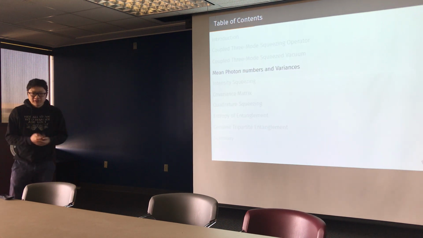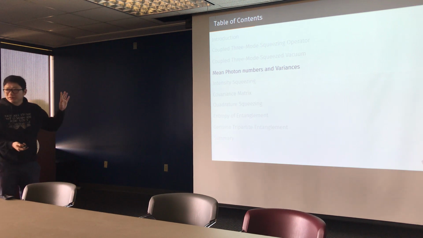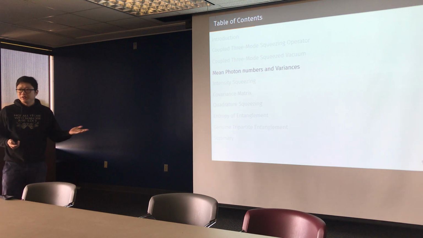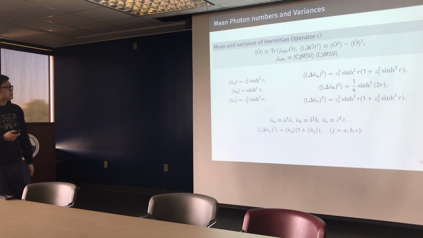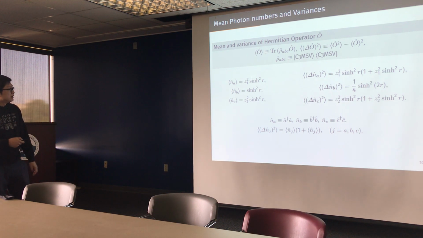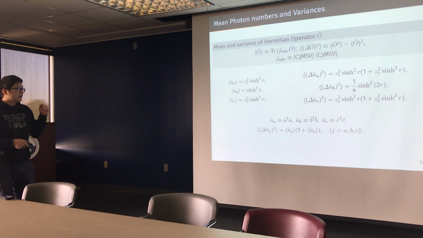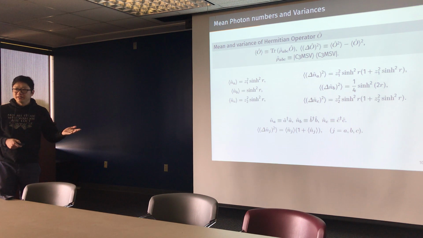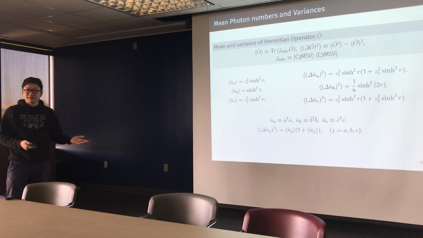So once we have the squeeze vacuum, we can calculate all kinds of different properties. So the first thing is we want to look at the mean photon numbers and variances of each mode. The mean and variance are defined in the standard way. So the mean of the photon numbers in each mode are listed here, and then the variances are listed here. So we can see that the variance of each mode is equal to the mean times 1 plus the mean. And this is a characteristic of a Bose-Einstein distribution. So each mode individually is a thermal state. This is the exact same thing as a two-mode squeeze vacuum.